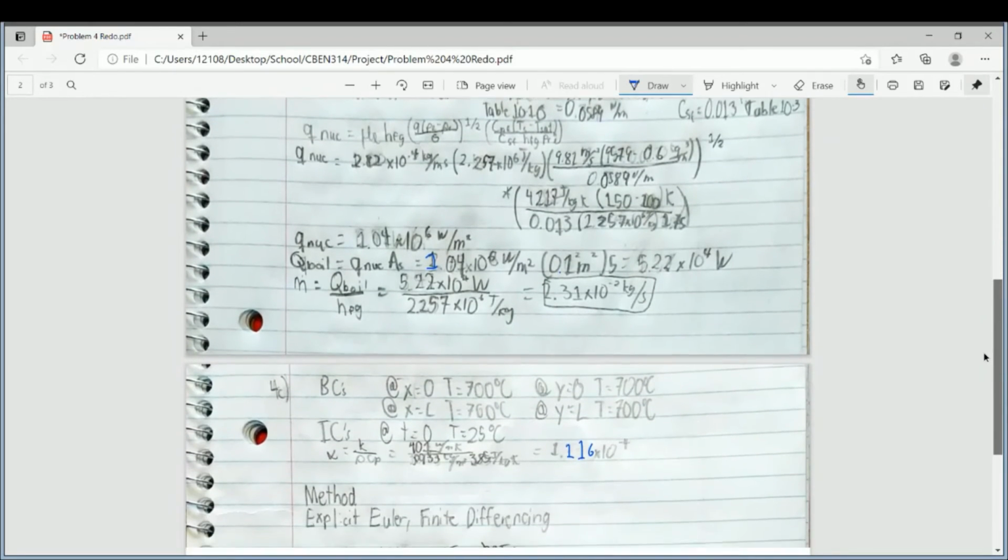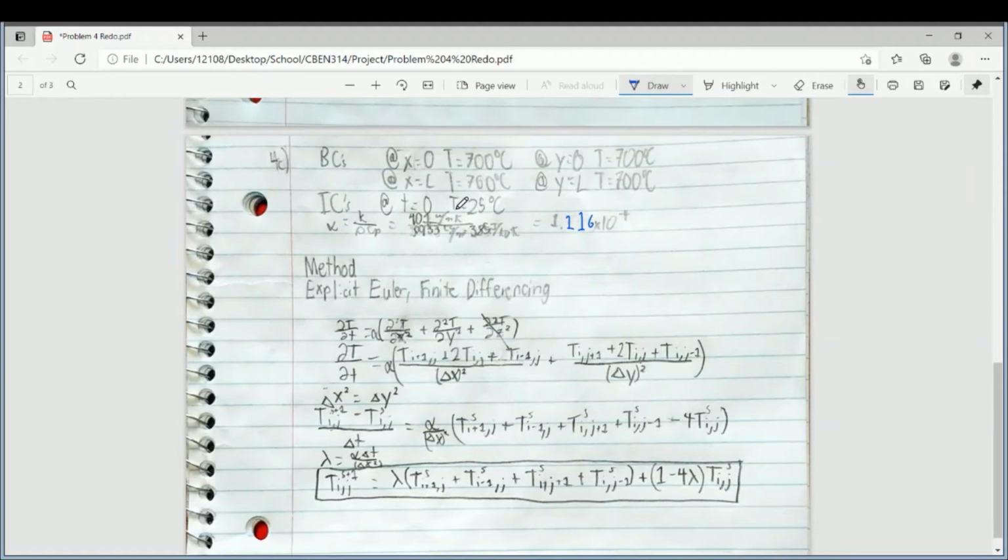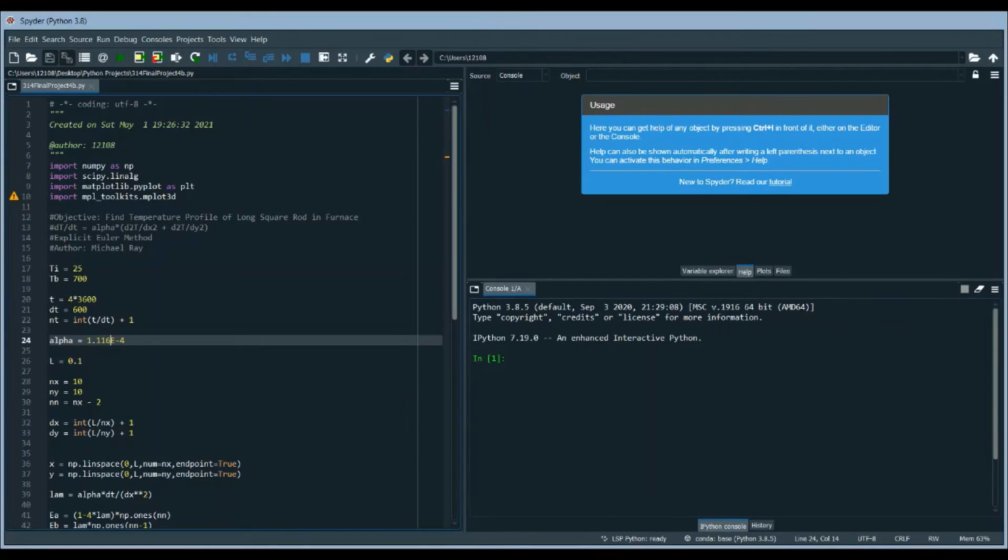So for the final problem, I set the boundary conditions, set the initial conditions, and I wrote down alpha here for you guys so that you could see it. So for this one, I used explicit Euler with finite differencing. I did the 2-dimensional matrix. This is the equation that I got to set up for that, and I'm about to show you the code I built in Python.